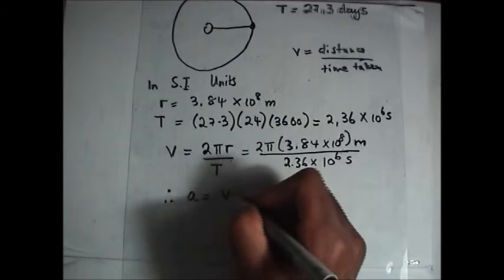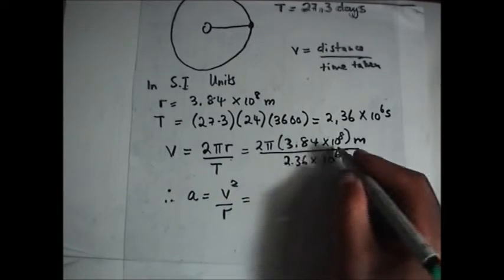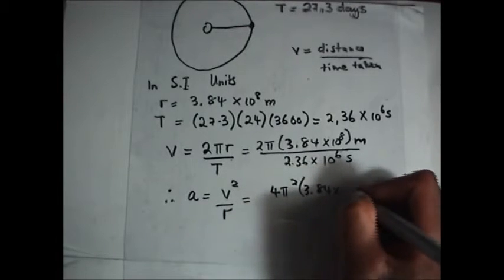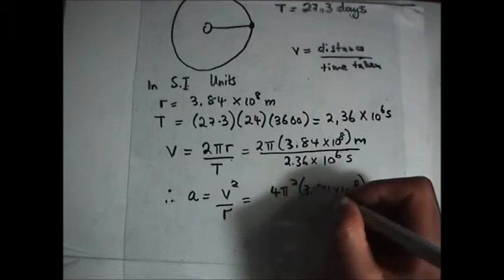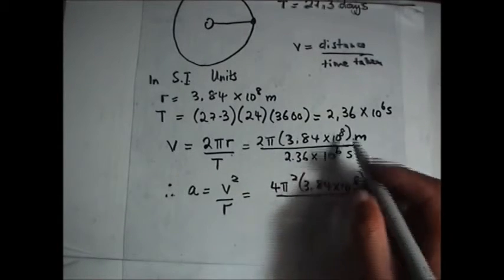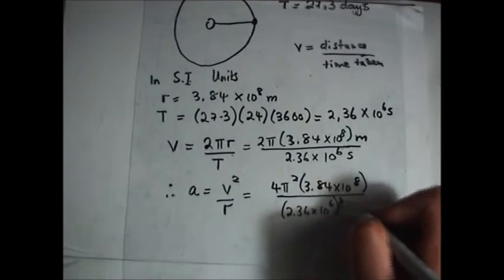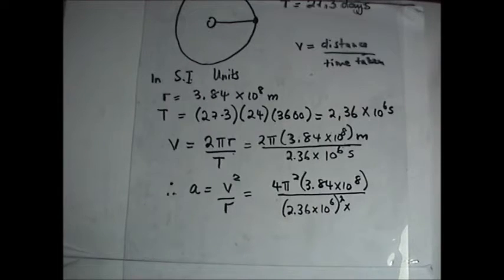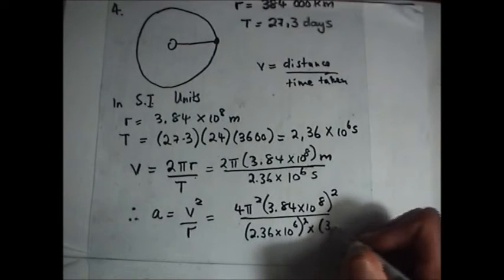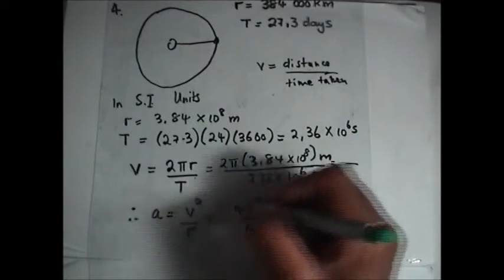Therefore, your A is equal to V squared over R. You know this formula by now. V squared over R, which is equal to 4 pi squared times 3.84 times 10 to the power of 8, all over, because we are supposed to square this, 2.36 times 10 to the power of 6 squared, multiplied by the radius, 3.84 times 10 to the power of 8 squared. I'm not simplifying, but here you could have simplified.